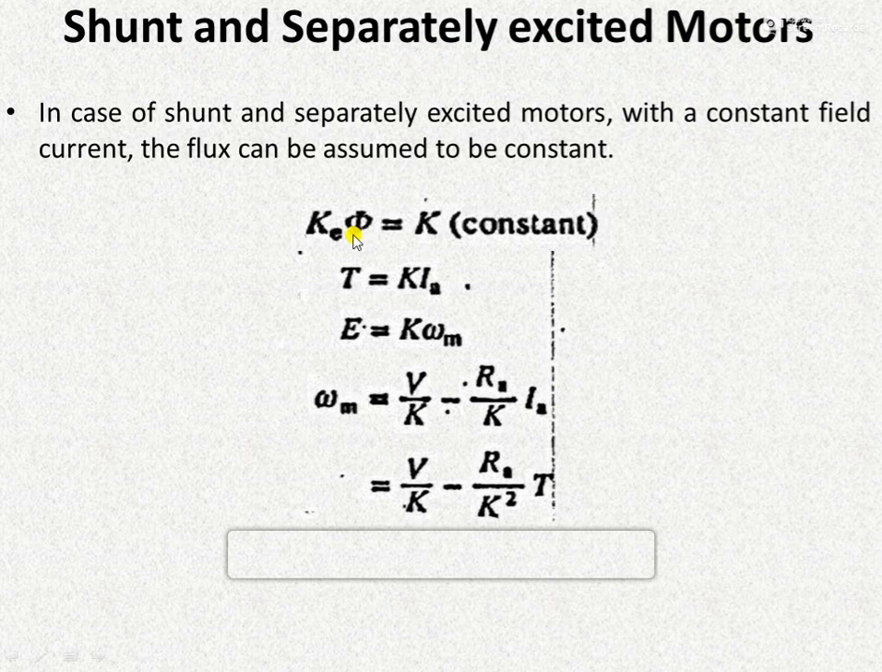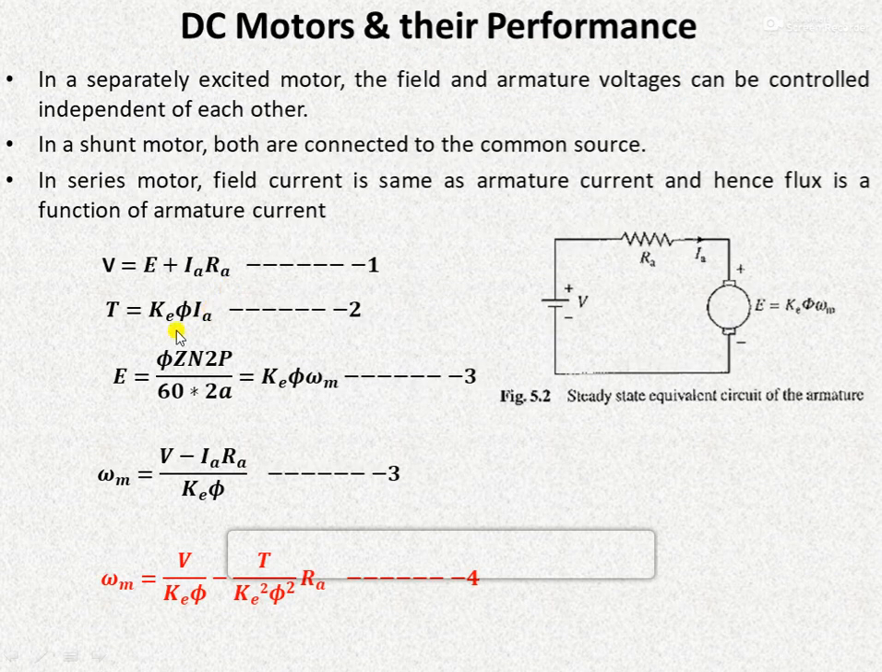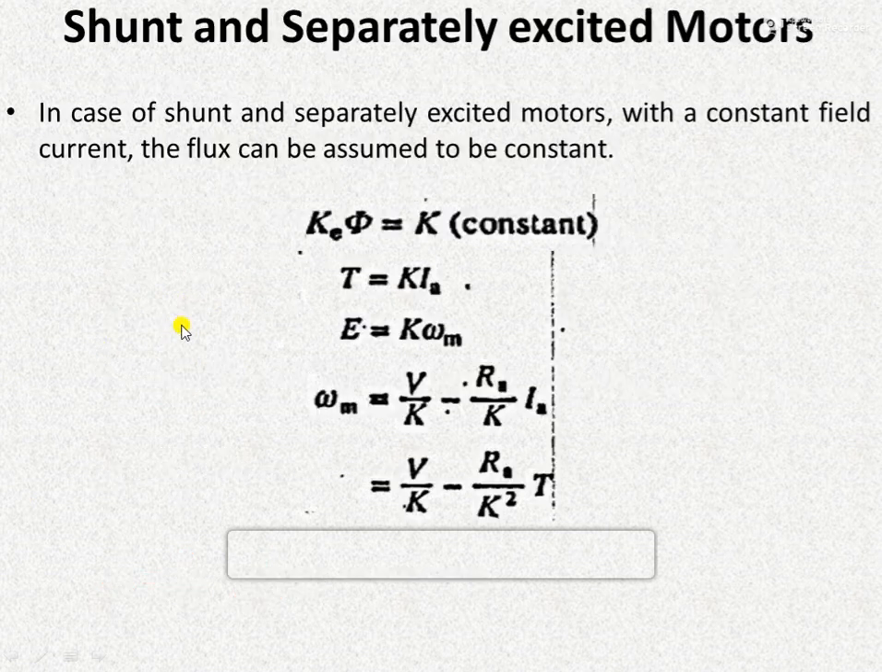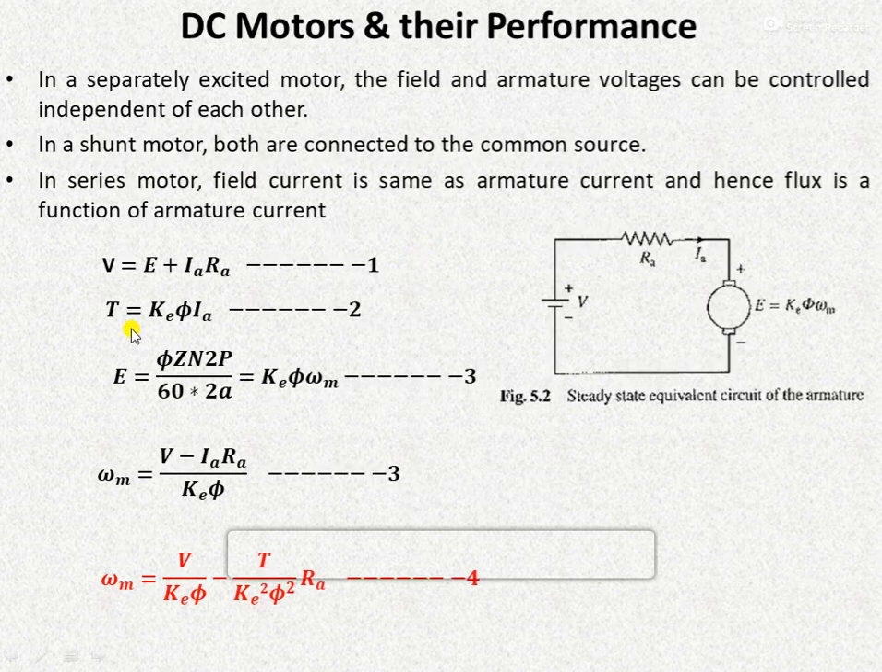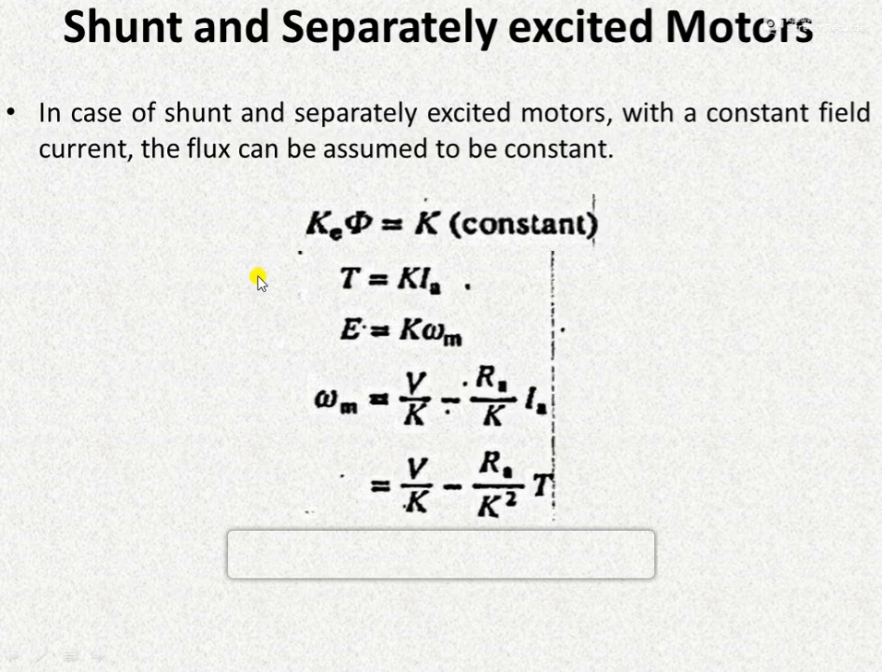Already we know that from this standard relation, this K is actually a constant. In the case of shunt as well as separately excited DC motor, this flux also remains constant. So we can write Ke phi as a constant, which is indicated as K. So from this relation T is equal to Ke phi Ia, instead of this Ke phi, we can replace it by a term K. Hence this relation 2 gets modified into T is equal to K into Ia in the case of shunt as well as separately excited DC motor.